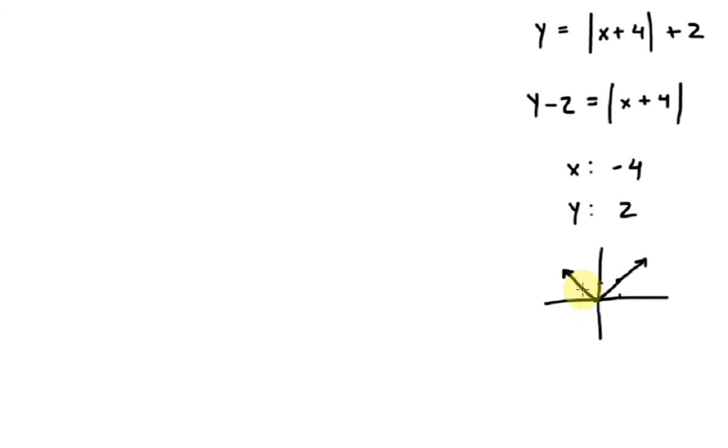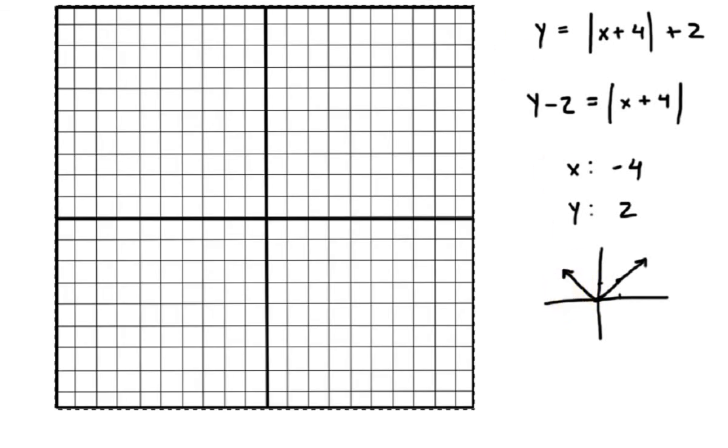So now I'm going to get the grid, and I'm just going to go ahead and draw the transformed function. So what do we got here? Well, everything is shifting 4 to the left. So 1, 2, 3, 4. So let's do that.